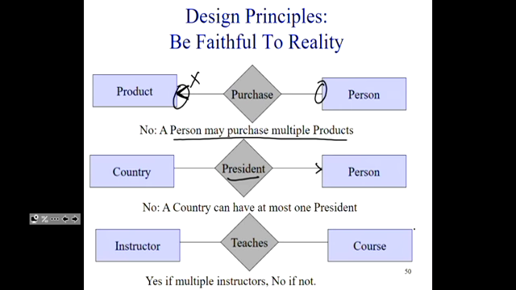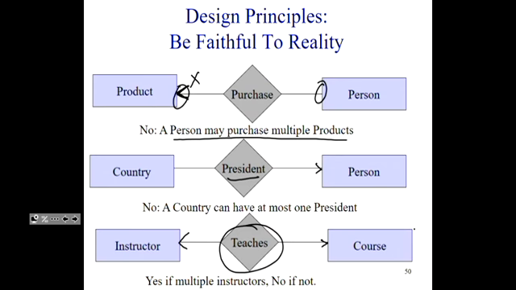So in this case, you have an instructor-course relationship, and this is the relationship teaches. If an instructor can teach many courses at once, and each course can be taught by many instructors, then this is fine. But if each course can be taught by precisely one instructor or at most one instructor, then you want an edge going in here. If each instructor teaches exactly one or at most one course, you want an arrow or a semicircle going in here. Does that make sense?